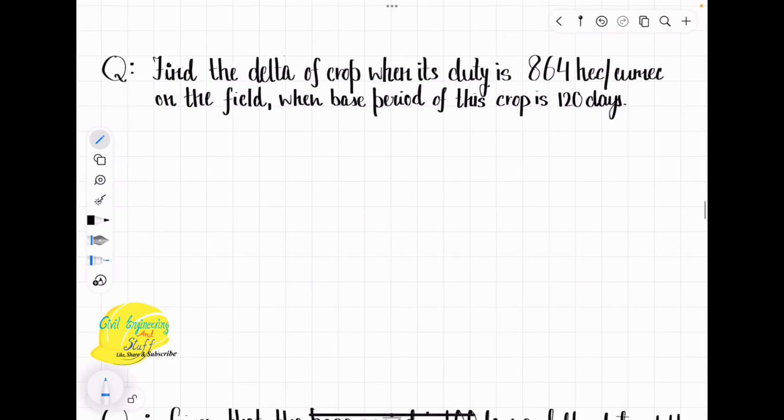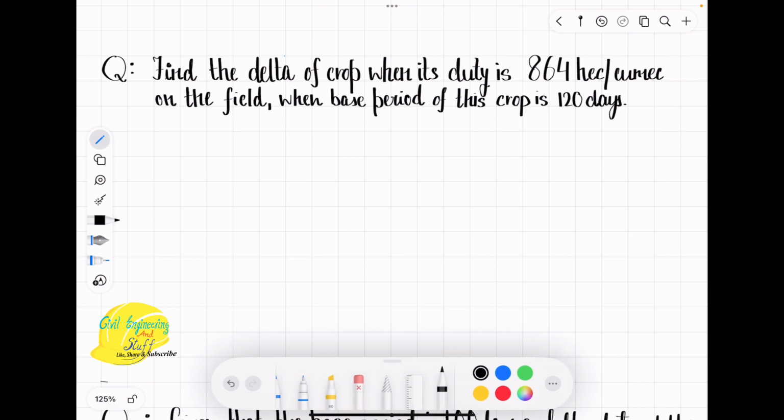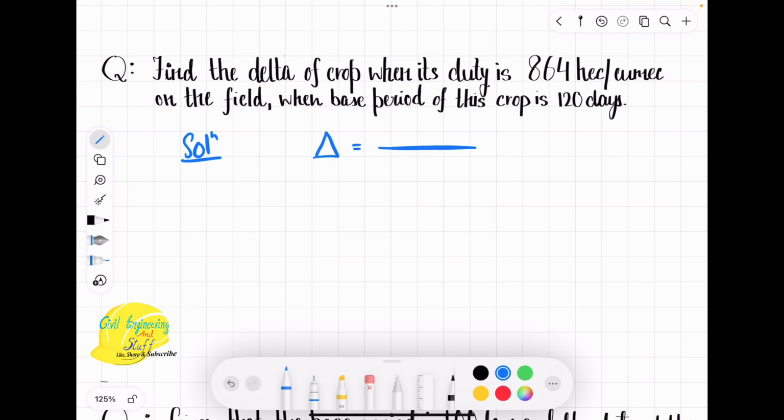Next question is, we have to find out the delta of the crop when the duty is 864 hectare per cumec on the field and the base period of the crop is 120 days. Straightforward question. We know the relationship between duty and delta is delta equals 8.64 B by D. Correct?